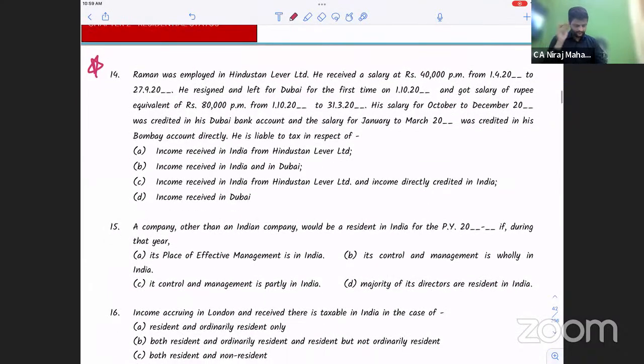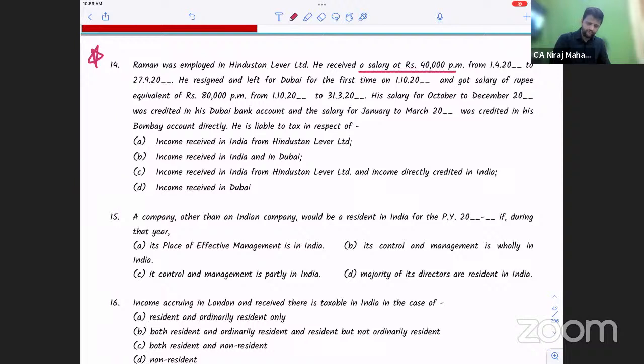Question number 14.1.4. Everyone there? Raman was employed in Hindustan Lever Limited. Obviously it is an Indian company. He received a salary of 40,000 per month from 1/4/22, current year, to 27 September 22. He resigned and left for Dubai for the first time on 1/10/22, and got a salary of rupees equivalent to 80,000 from 1/10/22 to 31st March 23. His salary for October to December 22 was given in his Dubai account, and the salary from January to March 23 was given directly in his Mumbai account.